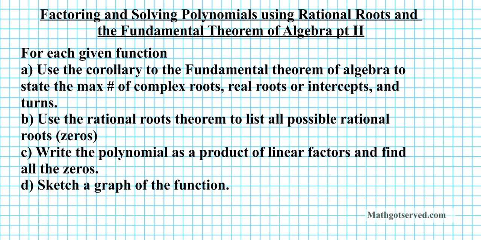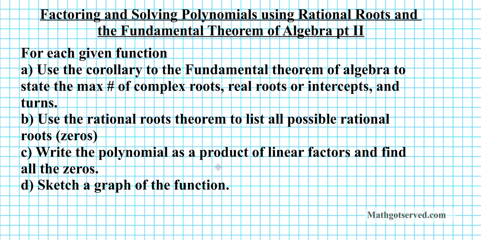So part A says that for each given function, we have to use a corollary to the fundamental theorem of algebra to state the maximum number of complex roots, real roots, which is the same thing as intercepts, and turns of the graph of the function. In part B, we have to use the rational roots theorem to list all the possible rational roots. Part C, we have to write the polynomial as a product of linear factors and find all the zeros. And then lastly, we have to sketch a possible graph of the function.